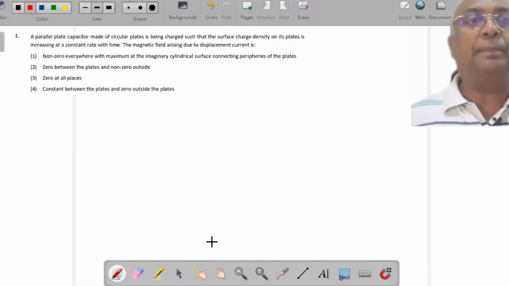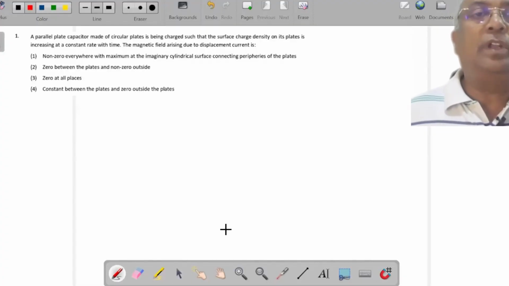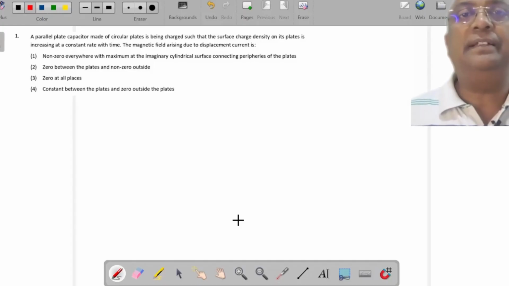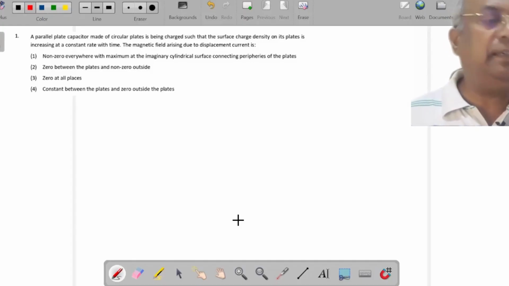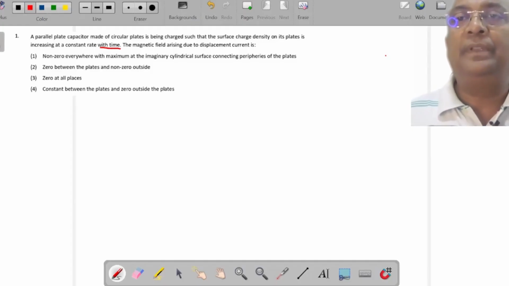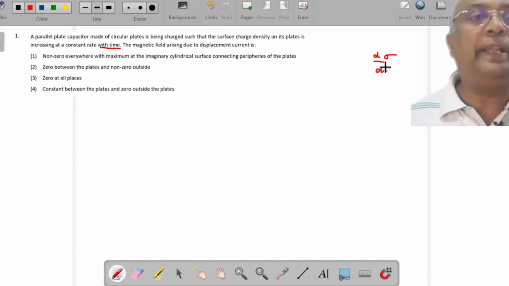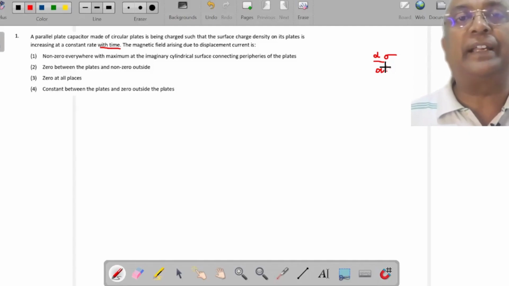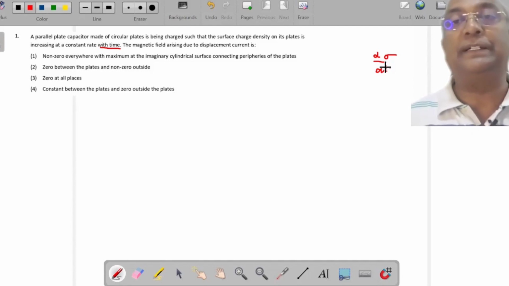A parallel plate capacitor made of circular plates is being charged such that the surface charge density on its plates increases at a constant rate with time. Sigma is called surface charge density, and it increases with time. That is the concept given: the charge density on the plate is increasing with respect to time. What about the magnetic field arising due to the displacement current?